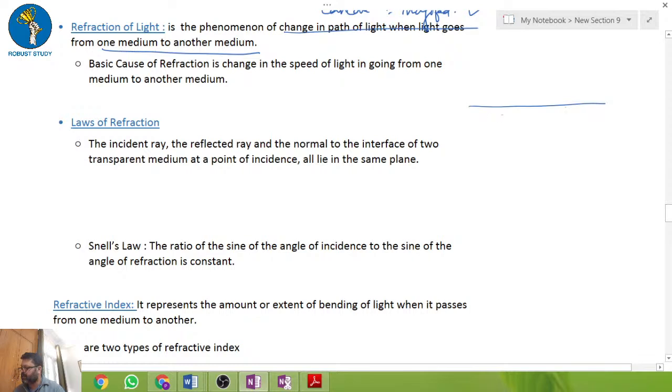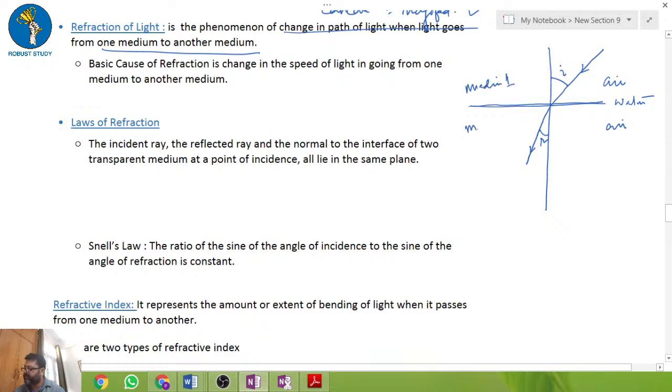Suppose this is one medium, air, and this is water, and this is again air. This is the normal, as I said. When light rays fall here in the air medium and go into water, they bend towards the normal. This is the incident ray, this is the refracted ray. It can be water or glass, anything, but it has to be a transparent medium. It cannot be opaque.